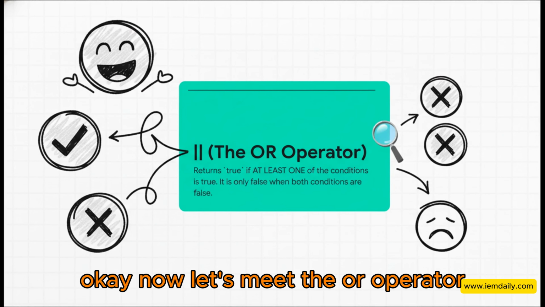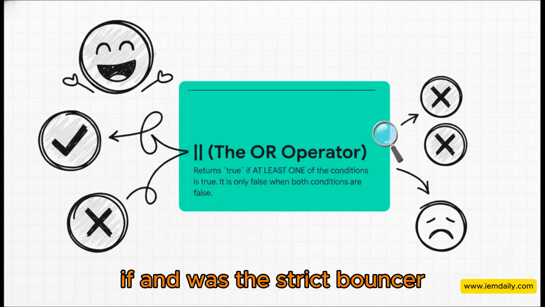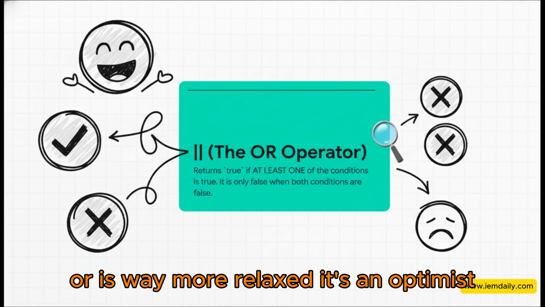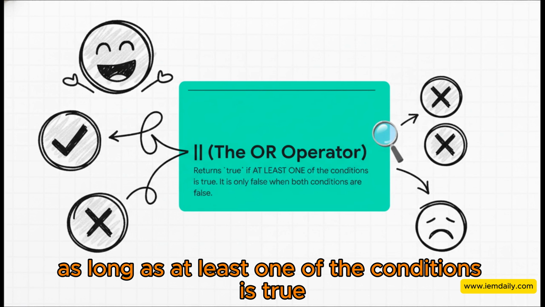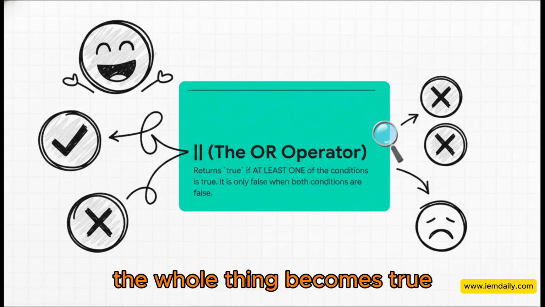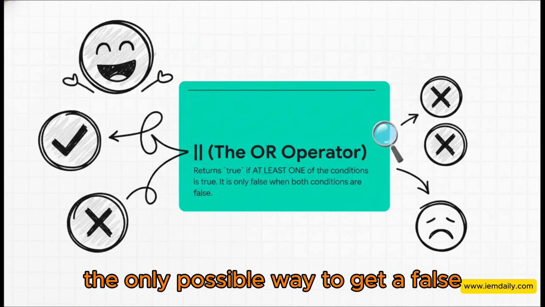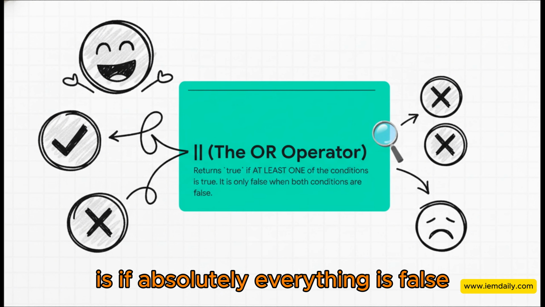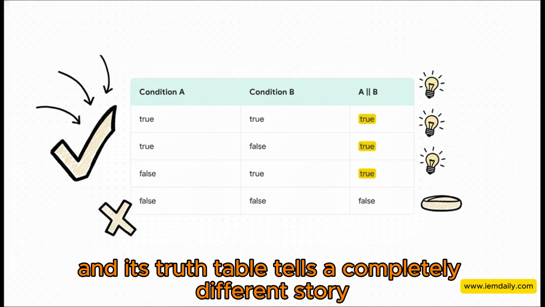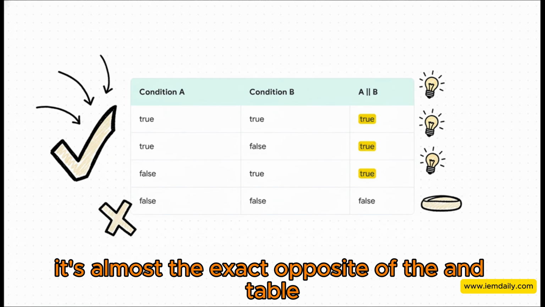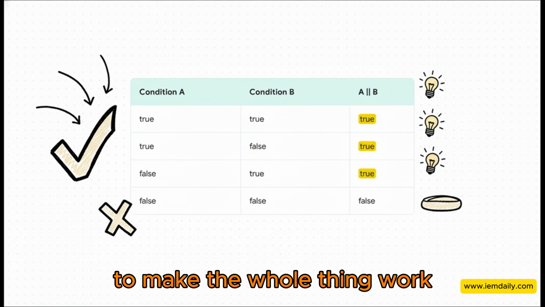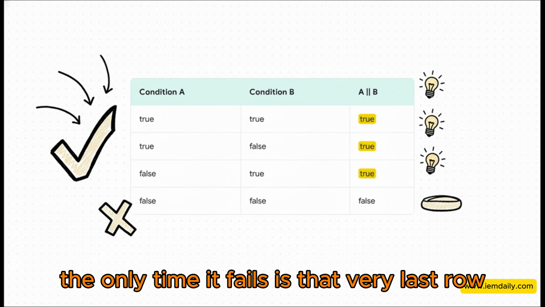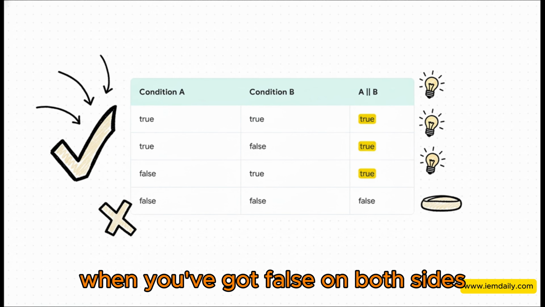Okay, now let's meet the OR operator. If AND was the strict bouncer, OR is way more relaxed. It's an optimist. It's just looking for one good reason to say yes. As long as at least one of the conditions is true, the whole thing becomes true. The only possible way to get a false is if absolutely everything is false. And its truth table tells a completely different story. Check it out. It's almost the exact opposite of the AND table, isn't it? 3 out of the 4 outcomes are true. All you need is a single true to make the whole thing work. The only time it fails is that very last row, when you've got false on both sides.